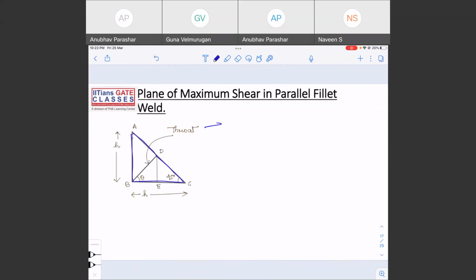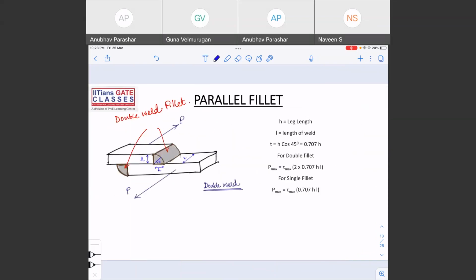Now, what is the throat? Throat is the minimum cross-sectional area. Or you could say it this way: if you're looking at it from the side view, this will look like a triangle. Cross-sectional area actually depends on the type of loading. What kind of loading you are applying, the cross-sectional area depends on it. So this portion of the area is known as the throat.